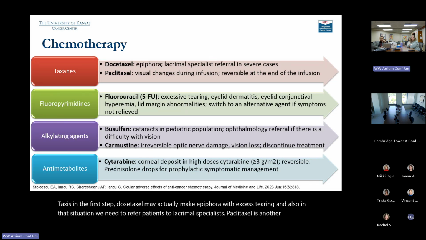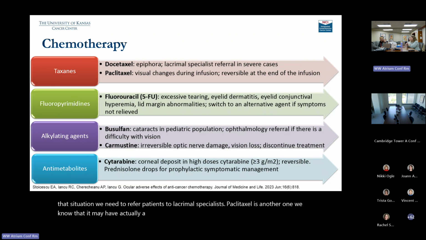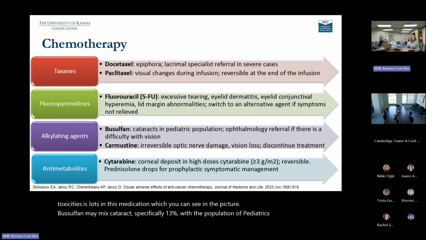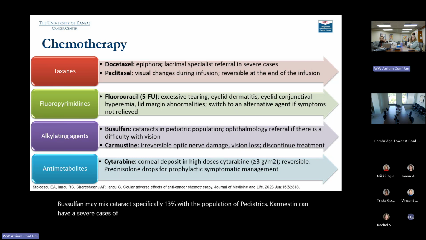Paclitaxel is another one. We know that it may cause visual changes, which we may see through the infusion for the patient, and it can be reversible after the end. 5-FU is another medication. Ocular toxicities are many with this medication, which you can see in the picture. Busulfan may cause cataract, specifically 13% in the pediatric population. Carmustine can cause severe cases of optic disc edema or many different retinopathies, for which discontinuation is required in this situation.